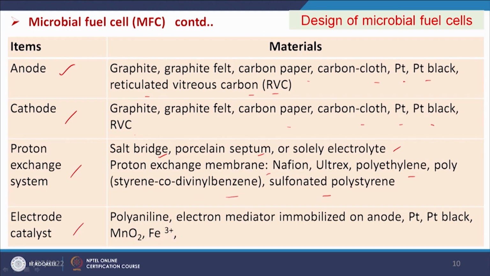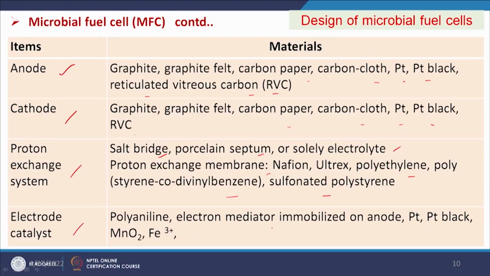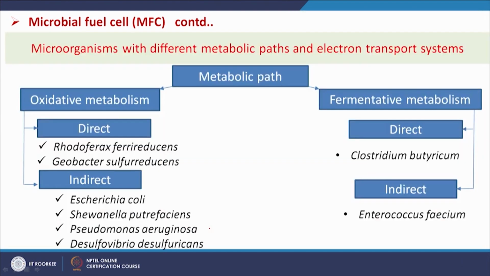Different types of materials have been investigated, and electrode catalysts like polyaniline, electron mediator immobilized on anode, platinum, platinum black, MnO2, Fe3+ etc. have been used as the electrode catalyst. And different types of microorganisms have been investigated, and microorganisms basically follow two mechanistic paths. One is oxidative mechanism, another is your fermentative metabolism.